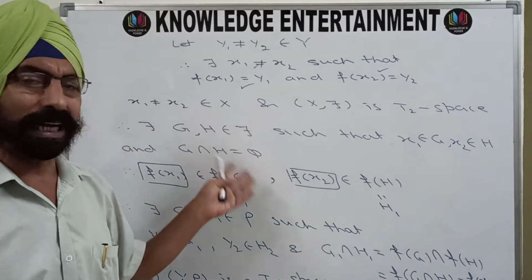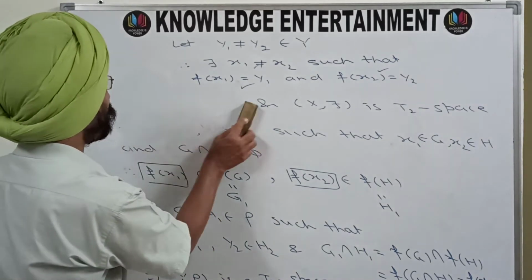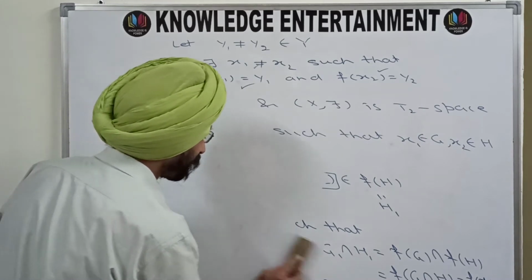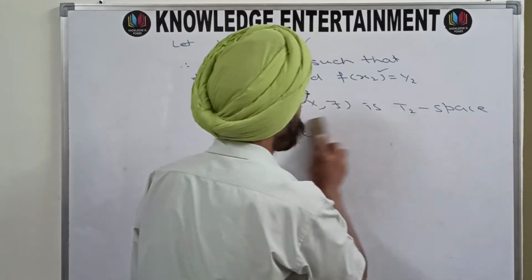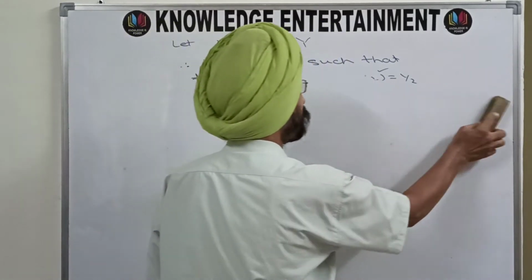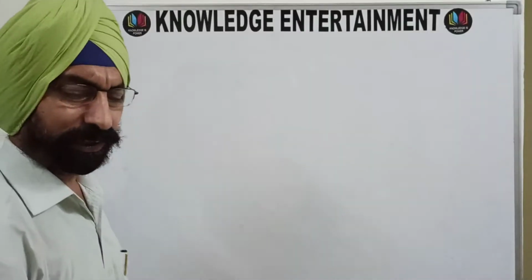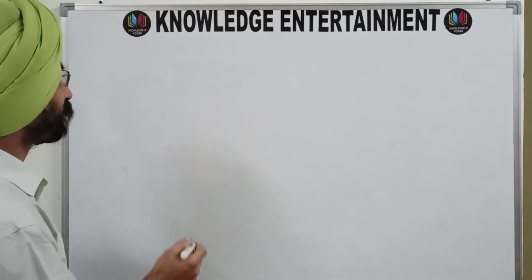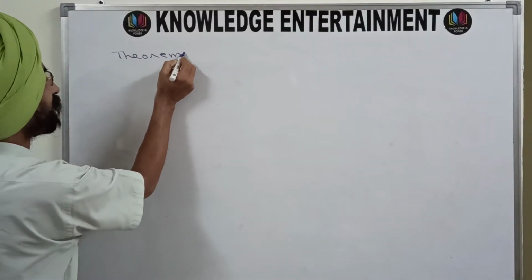So this proves that the property of being a T2 space is a topological property. Now the two basic properties in topology are, one of them is topological property, which we have just proved, and the other one is hereditary property. So next will be the theorem based on hereditary property. Theorem. This is the theorem.